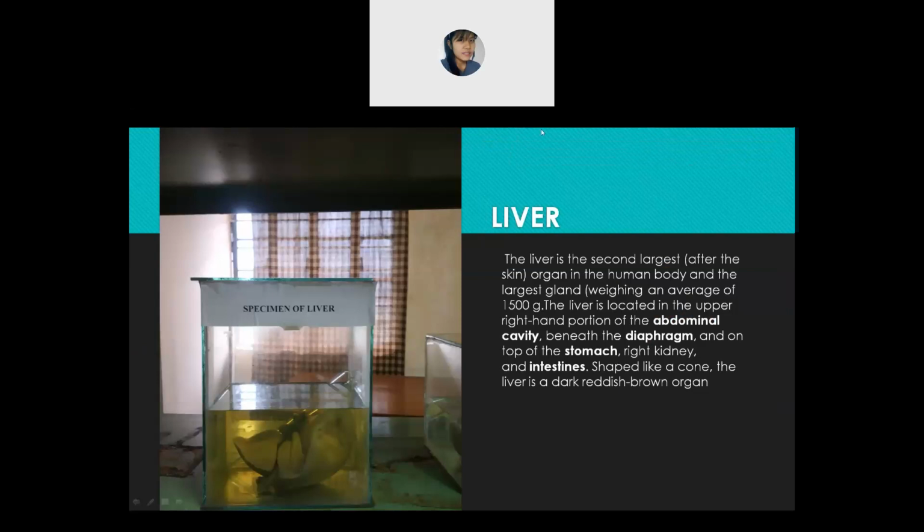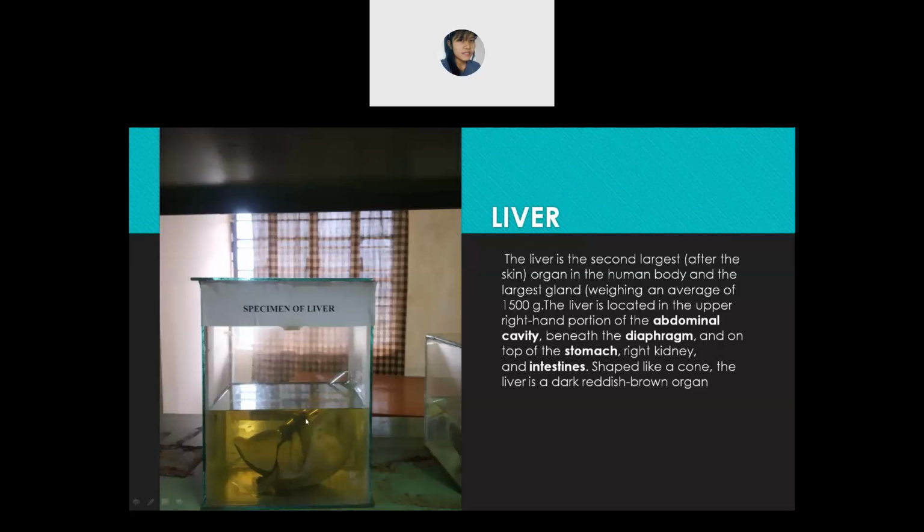Okay, next is the liver. This is the liver, which you will get in the laboratory class. I have collected this specimen. This liver is the largest gland. And in the organ part, the liver is the second largest organ after the skin. It is the largest gland among all the glands which you have got in the endocrine system part.